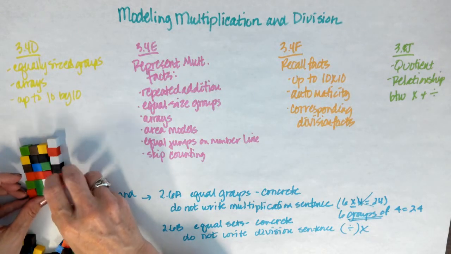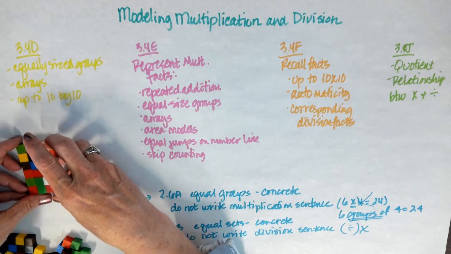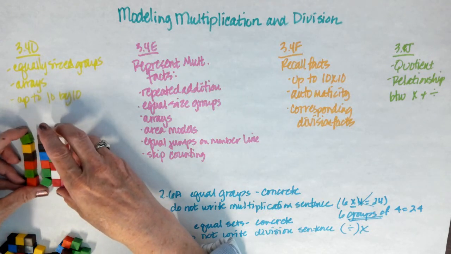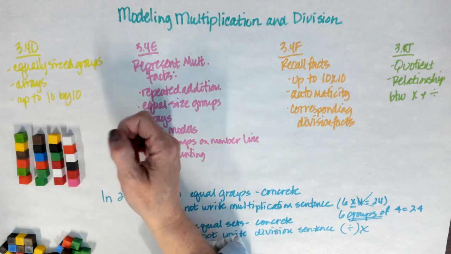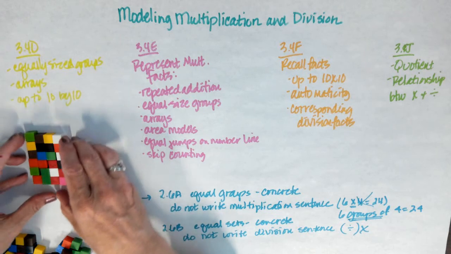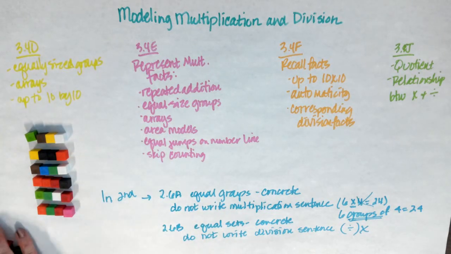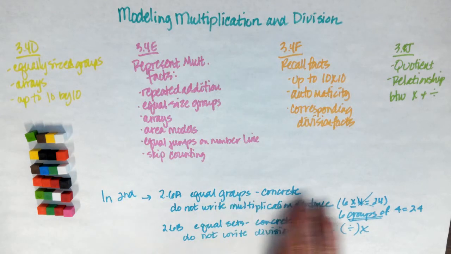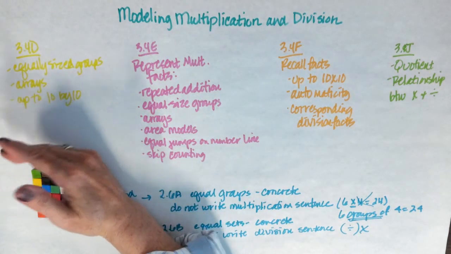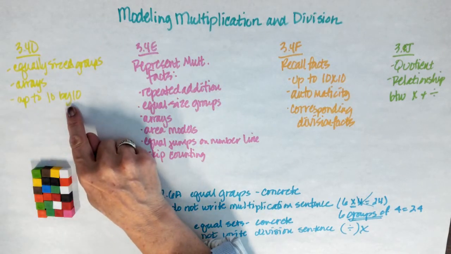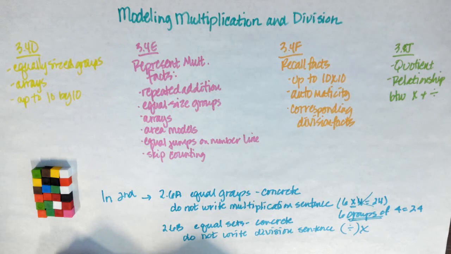Here's the thing. The kids need to do the building of this, not just watch you do it. So they could say that this is 4 columns that each have 6 in them. Or they could say this is 6 rows that each have 4 in them. There are equal groups. So it's an array no bigger than 10 by 10, and they need to see the equal size groups that make that up.